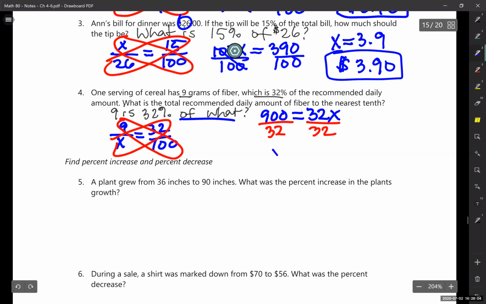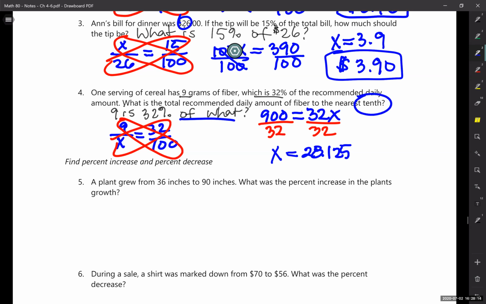And I get x equals, and my calculator is giving me 28 and 125 thousandths, but the question said to the nearest tenth. So I'm going to cut it off right there, and the answer will be 28.1.